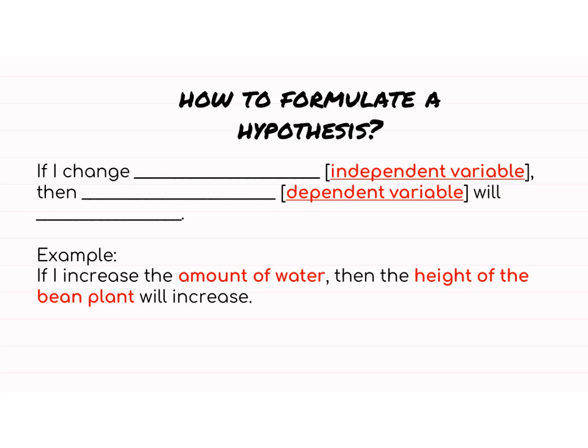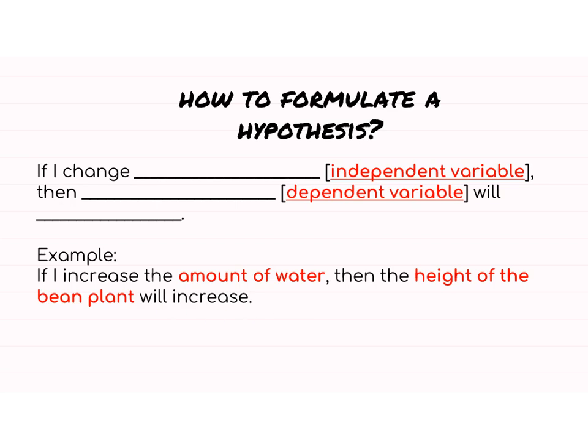If I increase the amount of water, in this case the amount of water is the independent variable, and how I was changing the independent variable, I was increasing the amount of water. Then what I'm predicting will happen to the height of the bean plant, then the height of the bean plant will increase. So the height of the bean plant is the dependent variable, and I'm predicting that the height of the bean plant will increase.